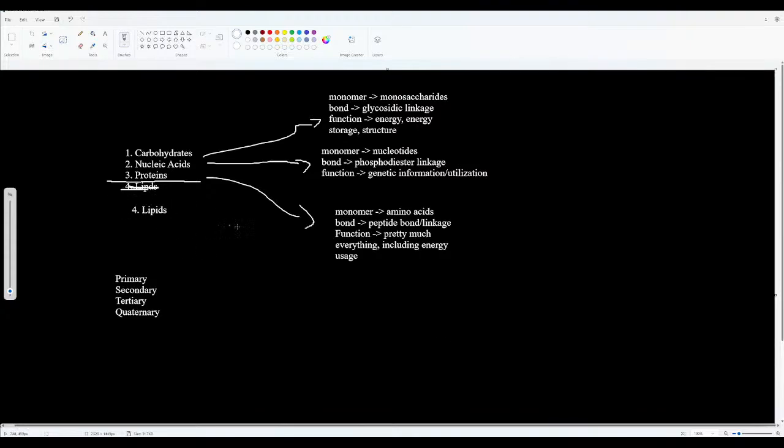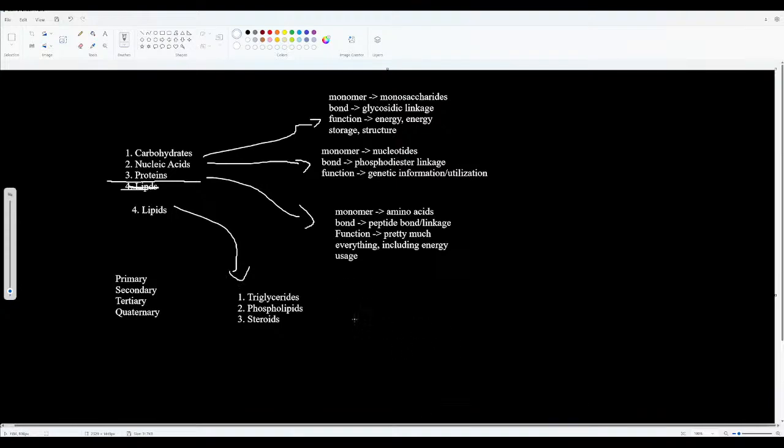Lipids is our last topic for the night. I've been going on for about an hour and a half, so we're going to stop here with lipids. There are three types of lipids, or three subcategories of lipids that we like to know about. So, triglycerides, phospholipids, and steroids. So those are the ones that we care about.